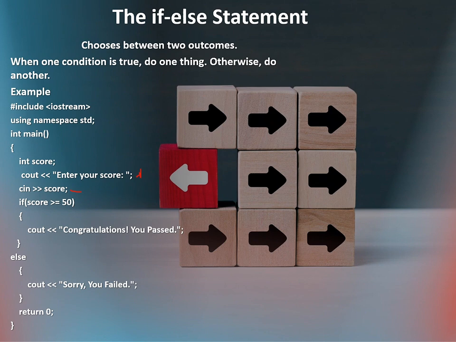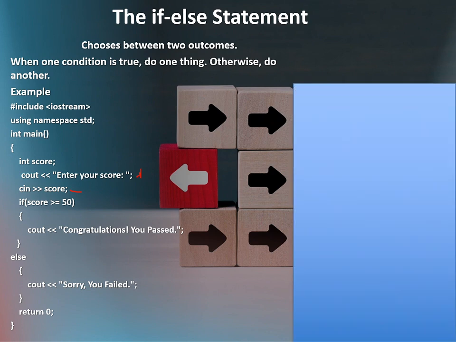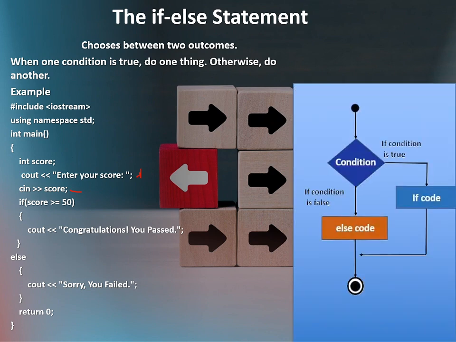This is the second one. So it will print what? Pass. If false, it will enter the else block, which is this, and it will print what? Fail. So for example, if the user enters 75, the output will be what? "Congratulations, you pass." And if the user enters 40, the output will be what? "Sorry, you failed."